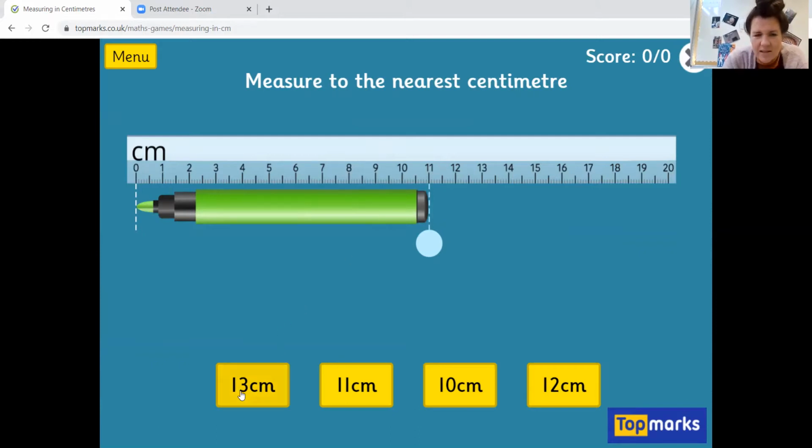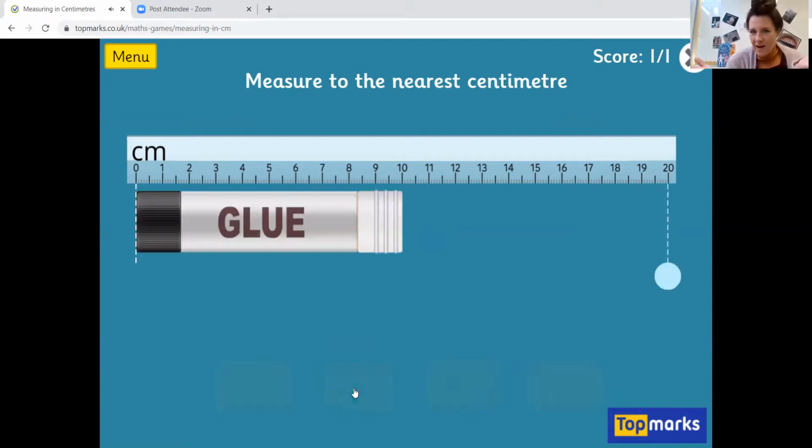Oh, is that the answer? Doesn't look like 11 to me. Is that the answer? Oh, I think that's 11, but I'll just check the others just to make sure that none of them say 11. That says 10, so it can't be that. And that says 12 centimetres. It can't be that one. Must be this one. Let's find out if we're right. Well done. Well done. We got it right.